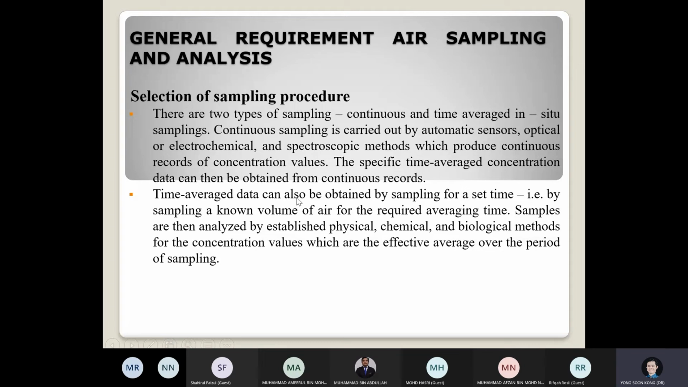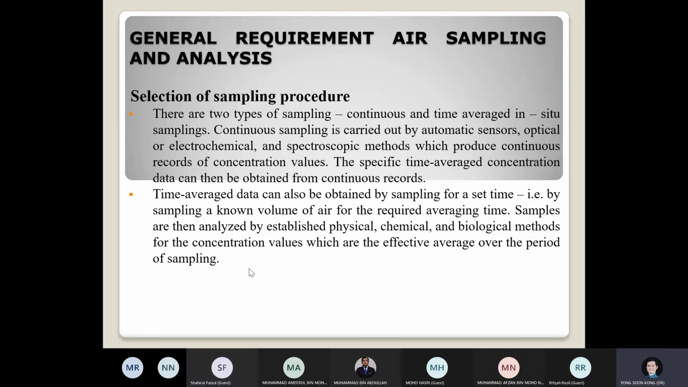So from here, time average data can also be obtained by sampling for a set of time, i.e. by sampling a known volume of air for the required average time. Samples are then analyzed by established physical, chemical, biological methods for concentration values, which are effective averages over the period of sampling. So in the second data point, it is just mentioned that you will collect it and then analyze it at a later time. So you can see there are two different methods. One in situ, where immediately you get the result. The other one is you collect in situ, but you measure it using another method to quantify the amount of contaminants that you have.